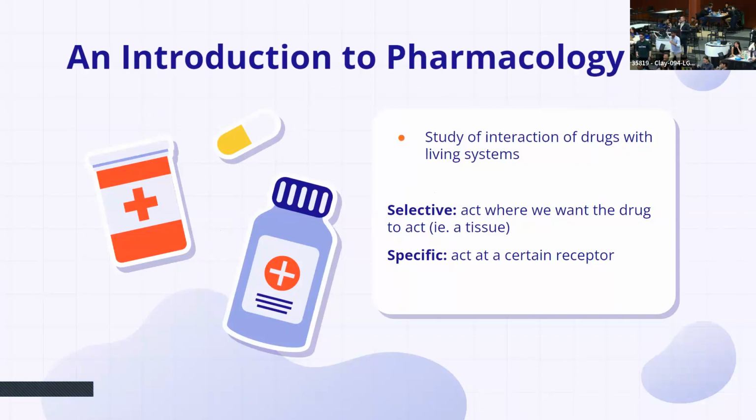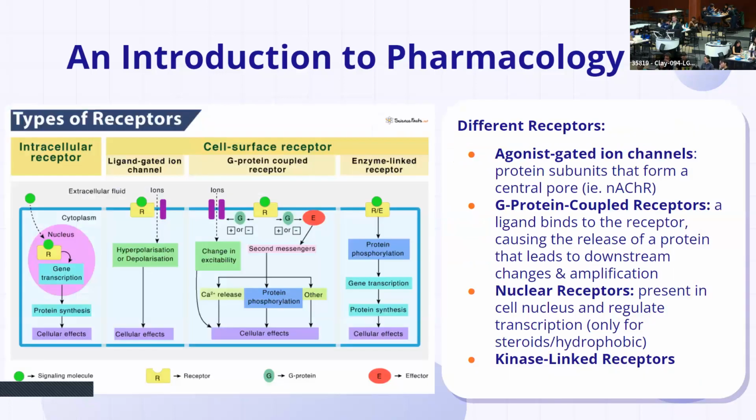Okay, so in terms of pharmacology, we know that it's the study of interactions of drugs with living systems. And the first 2 keywords they want you to know are selective and specific. So selective drugs act where we want the drug to act, so that's at a tissue or an organ, whereas a specific drug acts at a certain receptor. And in terms of the different types of receptors we have, we've got our agonist-gated ion channel, and so that's your nicotinic and muscarinic receptors. That's when a ligand binds to that receptor and it's got an ion channel or a pore in it, and so the ions can directly flow through that channel.